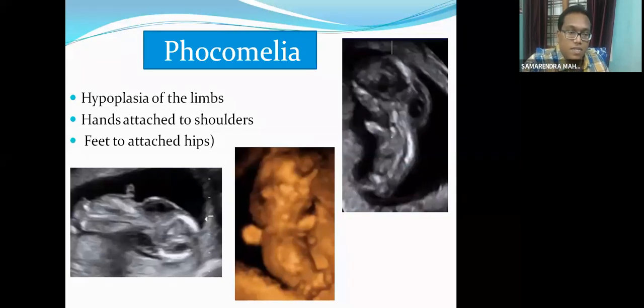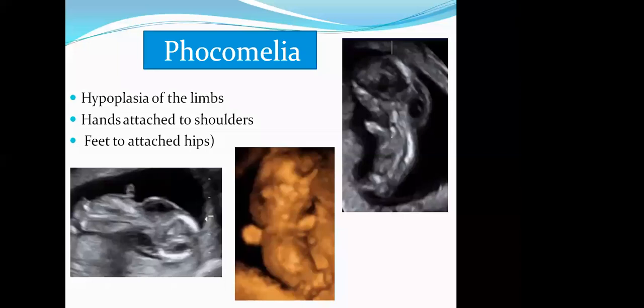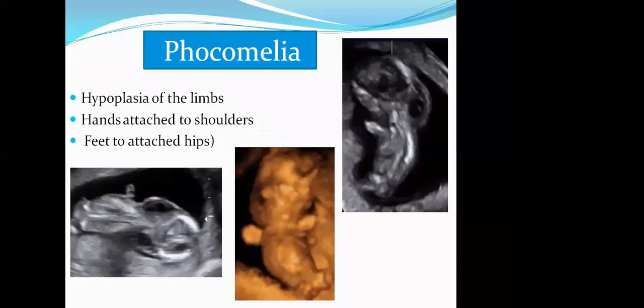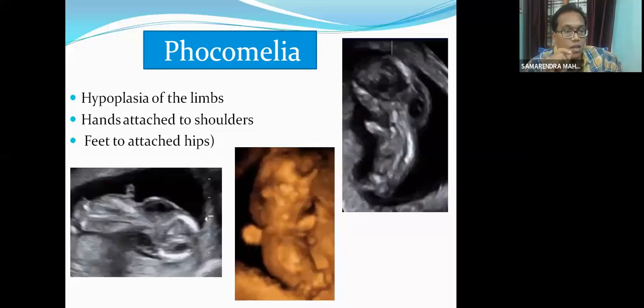And this is the case of phocomelia, where the lower grayscale image shows both limb bud-like things present. Those are the hands, but no definite proximal or middle segment of the upper limb or lower limb is present. This is due to hypoplasia of the limb. The hands are formed, but attached directly to the shoulder. The feet are there, but directly attached to the hips. This is a case of phocomelia.